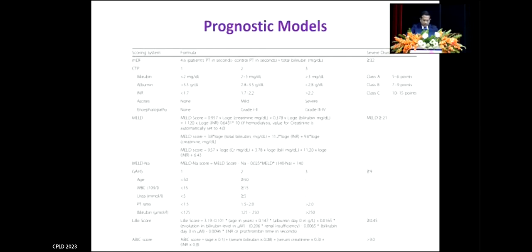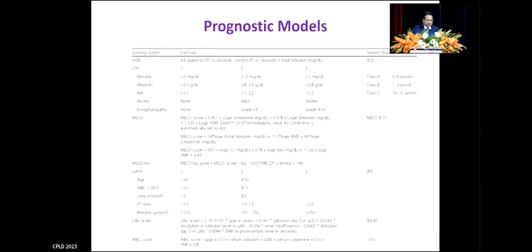So these are various scores which have been derived over the last many decades. The modified discriminant factor, which I think all of us use in clinical practice: if it's more than 32, it is called severe disease. Then you have the Child score, which has the bilirubin, albumin, INR, ascites, and encephalopathy. I think this is less commonly used for alcoholic hepatitis. We use it more for decompensated cirrhotics.